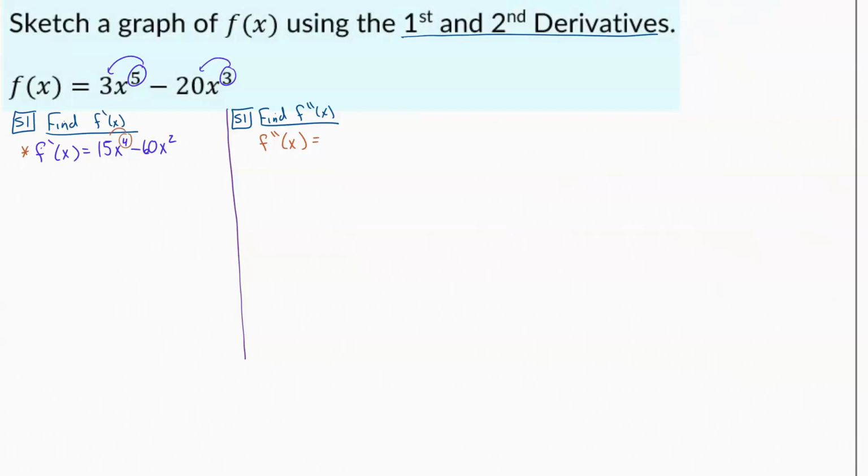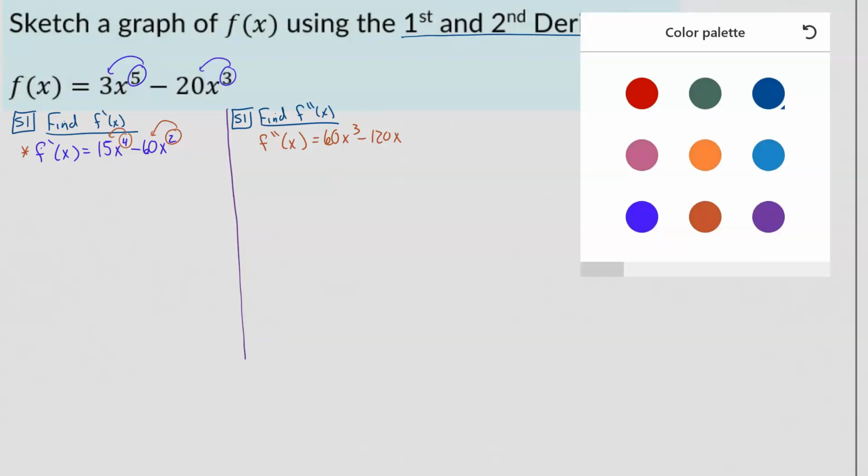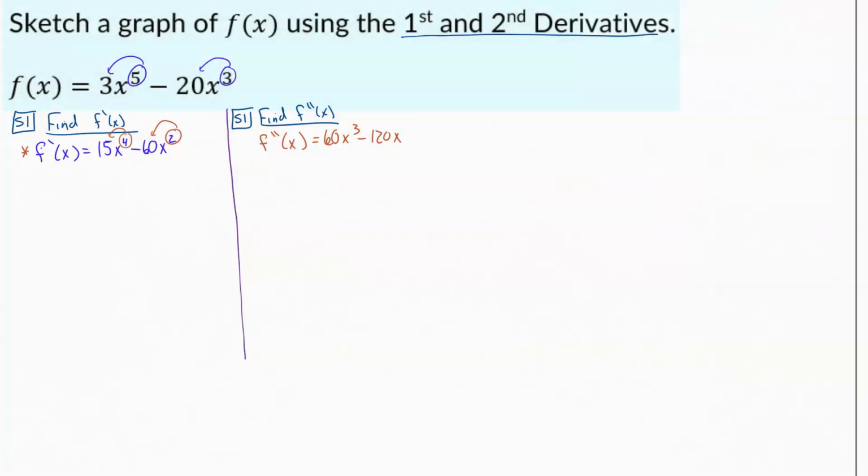We bring the 4 down. 4 times 15 gets us 60x, subtract 1 from the power gets us x to the third. Bring that 2 down. 2 times negative 60 gets us negative 120. Subtract 1 from the power gets us x to the first. So step one of the process for both first and second derivative are complete.